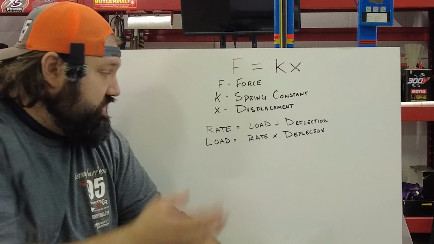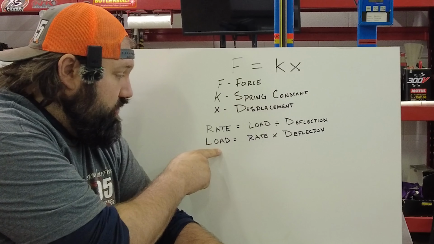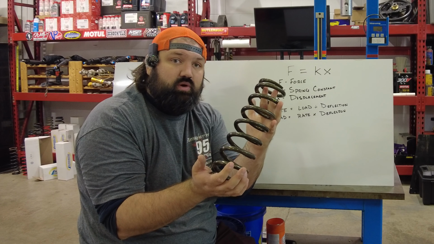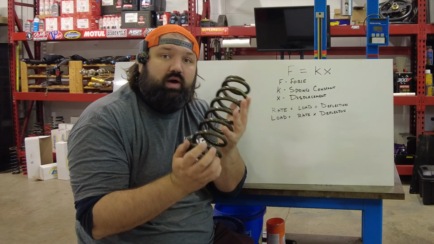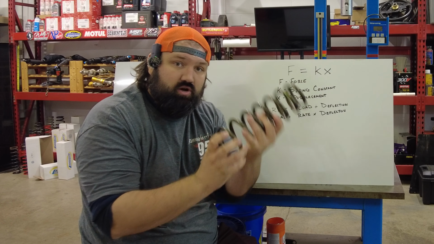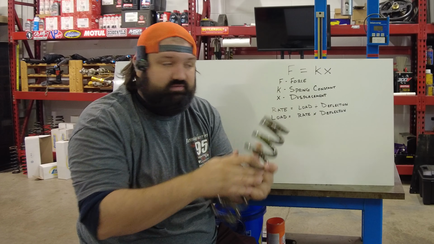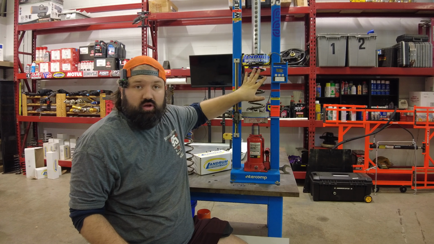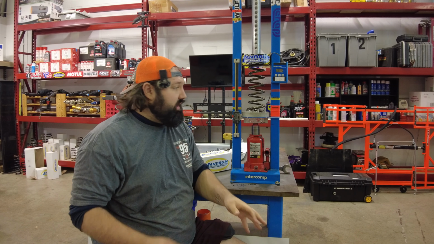Using that same equation, we can instead solve for load, where we get load equals rate times deflection. We know this is a 250 pound spring. We want to know how much load it's going to produce at 2 inches of deflection. So we take 250 times 2, you get 500 pounds of load. So using the spring tester, we can talk about rate and load and see the differences play out.